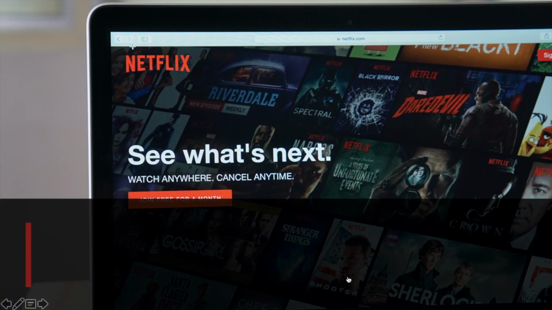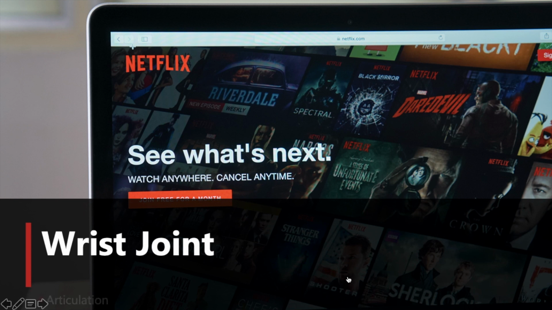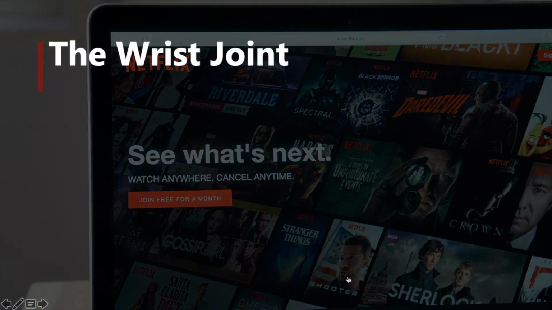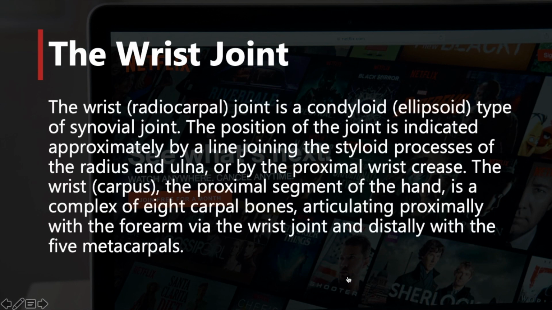So at this point, we shall dive into our topic, that is the wrist joint. Its key takeaways include but are not limited to the following: articulation, joint capsule, ligaments, and movements. So the wrist joint, or the radiocarpal joint, is essentially a condyloid type of synovial joint.